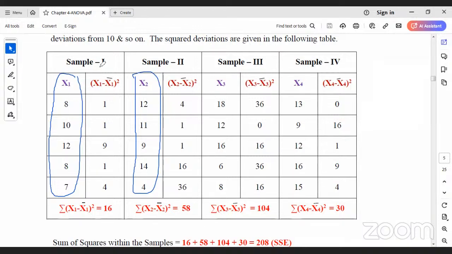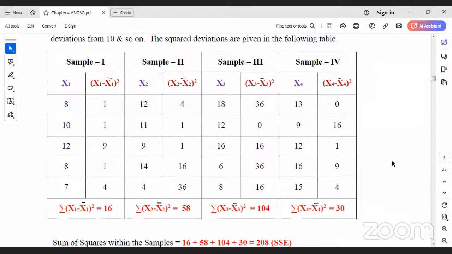Just copy from the question. Additionally, you have to do this step: x1 minus x bar 1. Okay, x2 minus x bar 2. x3 minus x bar 3. x4 minus x bar 4. Okay, so we got all the total values.